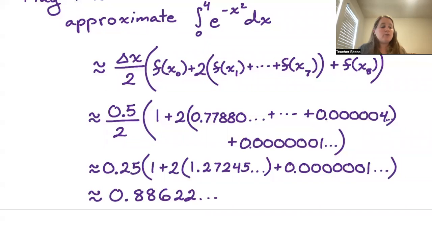So this is using the trapezoidal rule with 8 trapezoids. As you can see, it gets rather annoying. Feel free to use calculators, Excel, anything you want to do these computations. You don't have to do it all by hand. But you should know how the rule works.